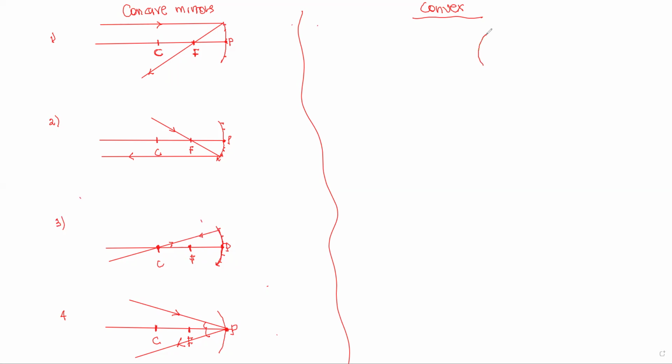So for a convex mirror, the reflecting surface curves outwardly. So this is the center, the pole. The center of curvature and the principal focus are all behind the mirror.